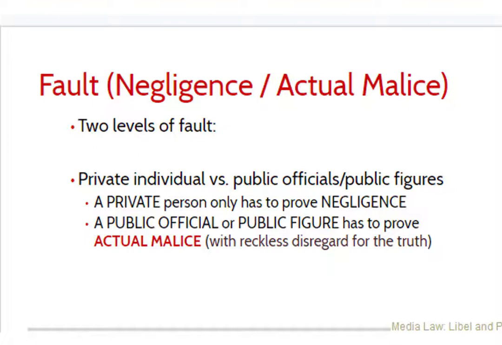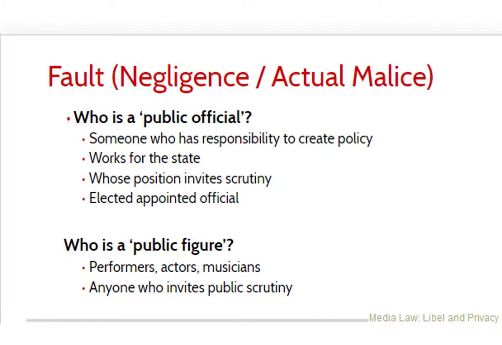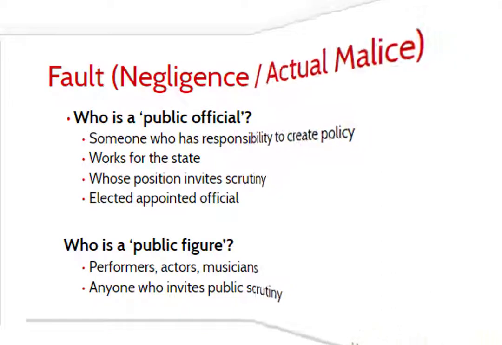In other words, they didn't care it wasn't true, they published it anyways, and the person can prove that they knew it was false. Who's defined as a public official and who is defined as a public figure? A public official would be someone who has responsibility to create policy, they work for the government, they work for the state. Their position invites scrutiny, in other words, criticism from other people, and it's generally someone who's elected or appointed to a position. A public figure would be someone like a celebrity, an actor, a musician, again, someone who invites public scrutiny.